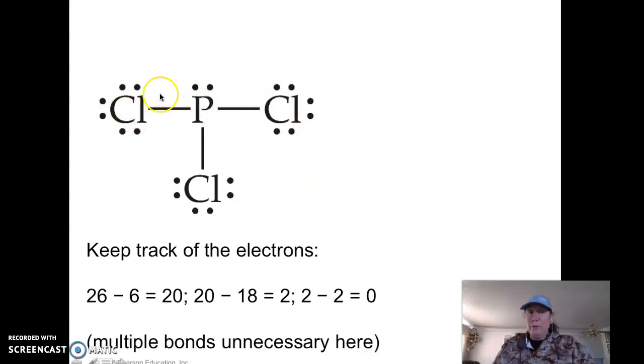I need 32 because I have 1, 2, 3, 4 atoms and they each need 8. So I need 32. I take 32 minus 26. I get 6. They have to share 6 electrons. That's 3 bonds. 1, 2, 3 bonds. Okay.